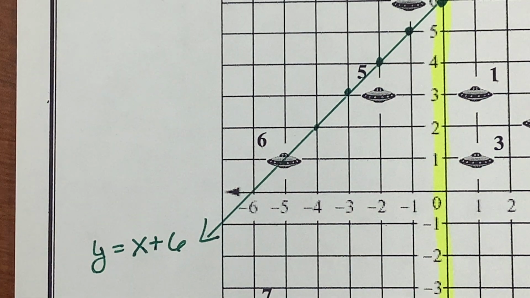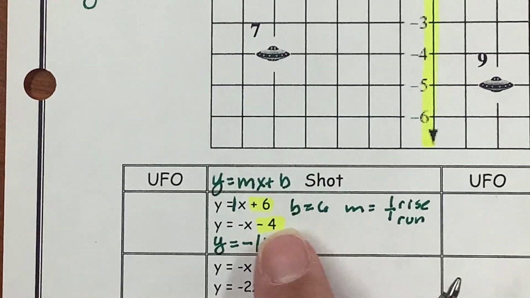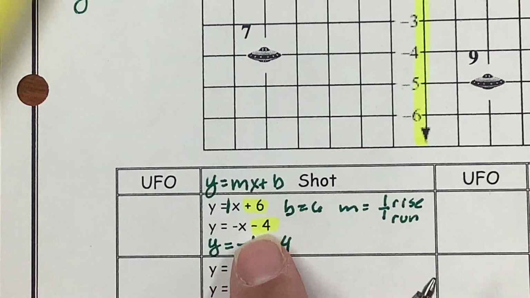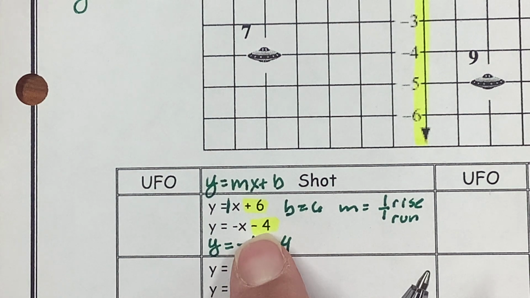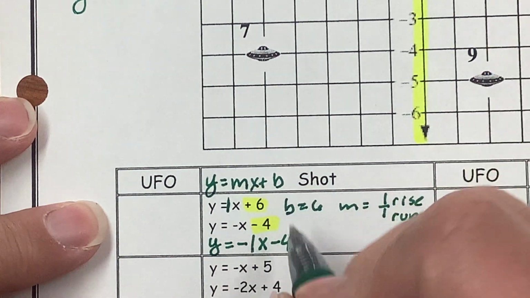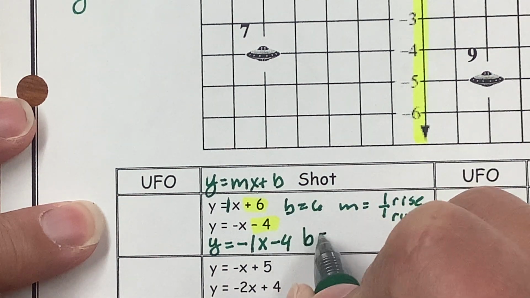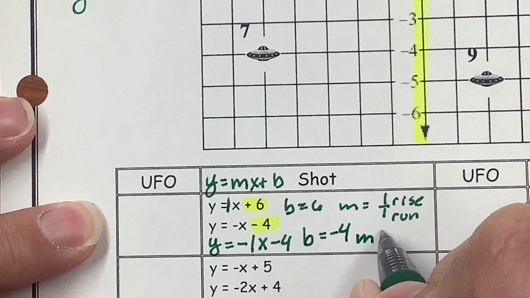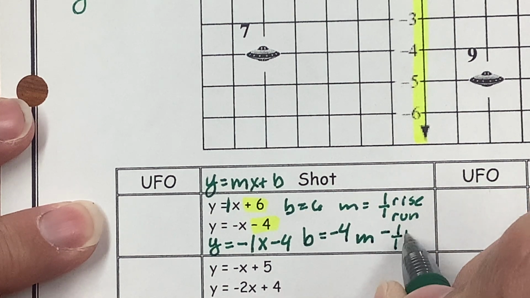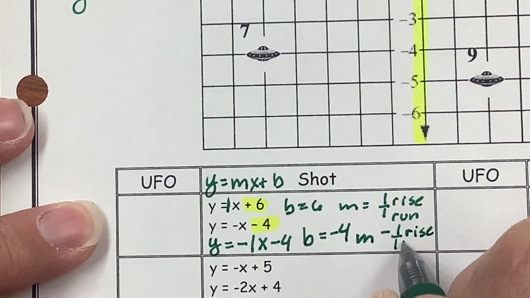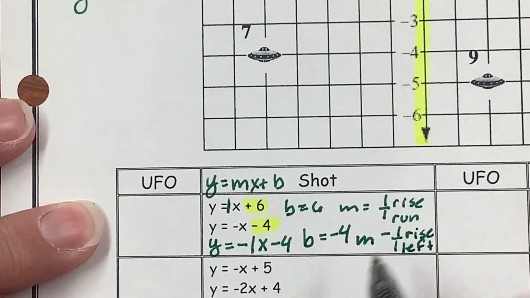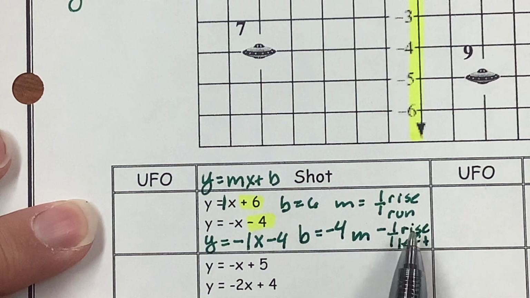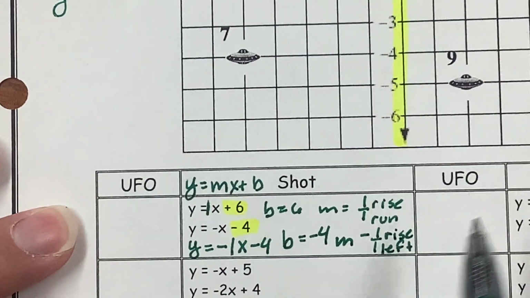Now I'm also going to graph this other one in green. This starts with a b equals negative 4. My highlighter is telling me that. So I'm going to begin at the back at negative 4. And then, I have negative 1 over 1. That means I rise 1, but I also have to go left because it's negative. So I'm going to start here at negative 4, rise 1, left 1.